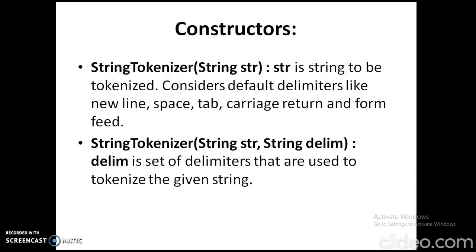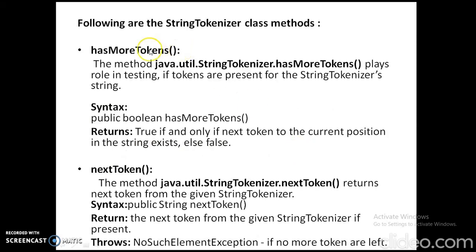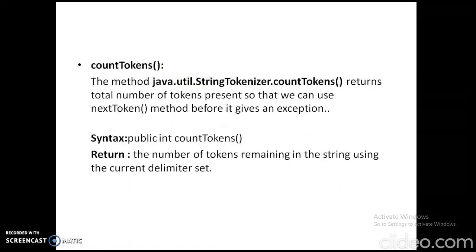So to brush up, we have to use one constructor, wherein we are using the second constructor because we are breaking the string based on the delimiter, a slash, and then we are using the hasMoreTokens method, which returns true or false if there are tokens available from the current position, and false if no availability. nextToken, as I told, will get the next token available for me from the string tokenizer object, and countTokens will tell you the total number of tokens still remaining in the string using the current delimiter set. So with this knowledge, let us now go for the program.